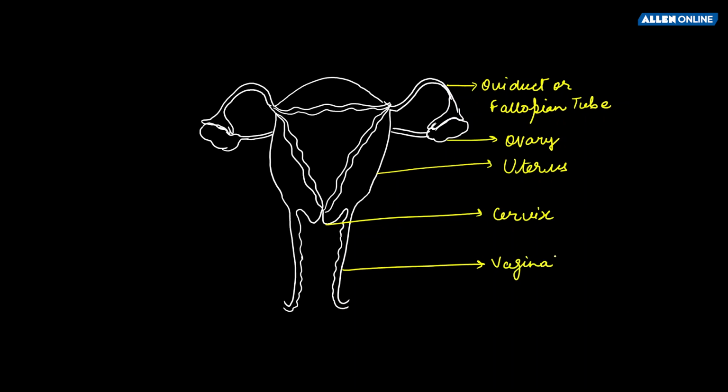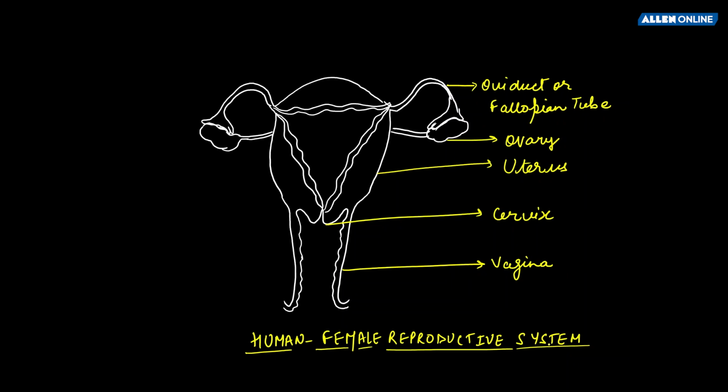Okay, so like this we are going to draw the diagram, and now we are going to name it. That is the human female reproductive system, and then you can just underline it. Okay, so now we will practice drawing the human male reproductive system.